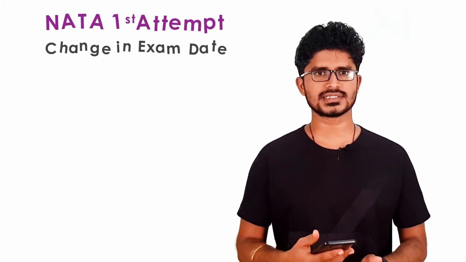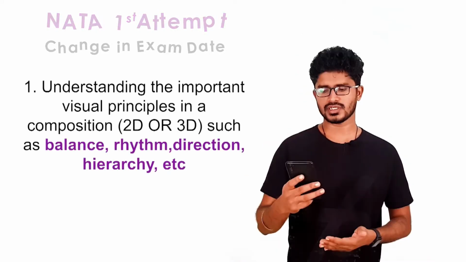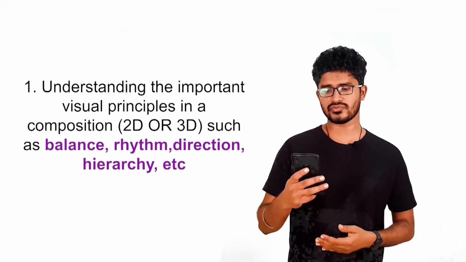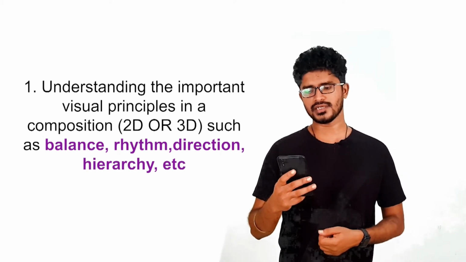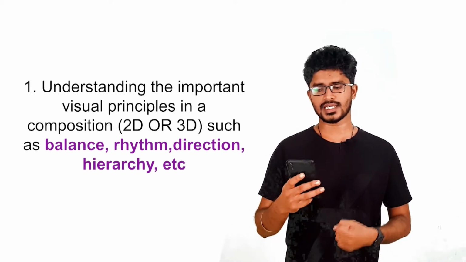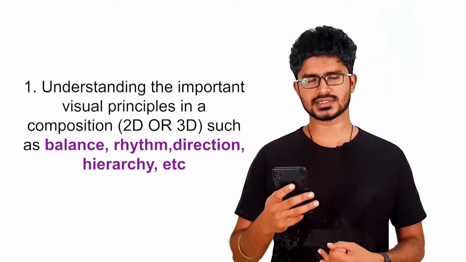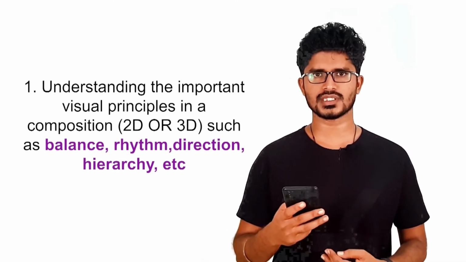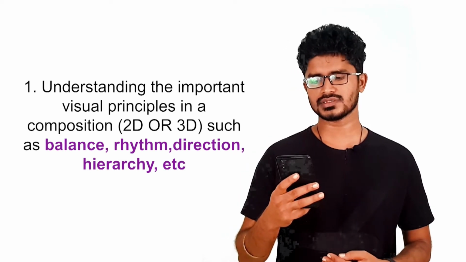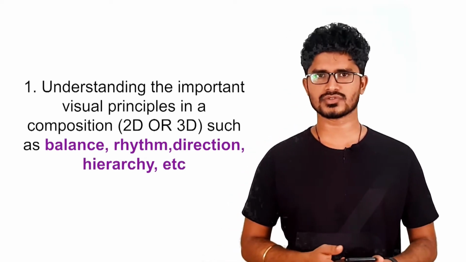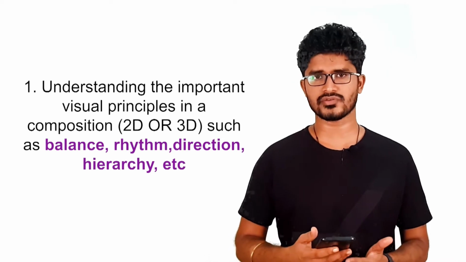I'll explain what the syllabus is and what kind of questions the Council of Architecture has specified for this. First is understanding the importance of visual principles in 2D and 3D, such as balance, rhythm, direction, hierarchy, etc. What that means is, as a school student, you may not be able to understand these words. These are technical words which are familiar to architecture students. I will explain in detail what kind of questions there are.